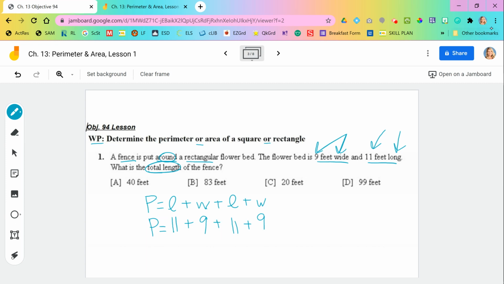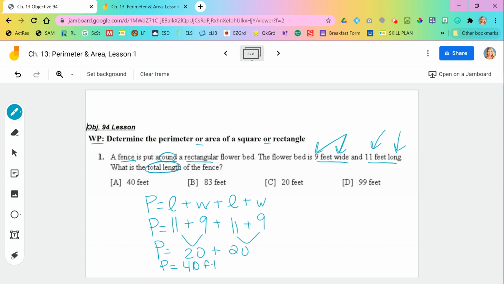So let's solve these. 11 plus 9 is 20. 11 plus 9 again is 20. So P equals 40. Let's check my unit. 40 feet.